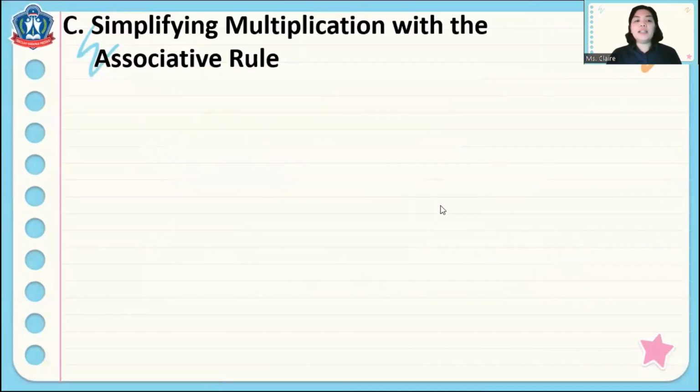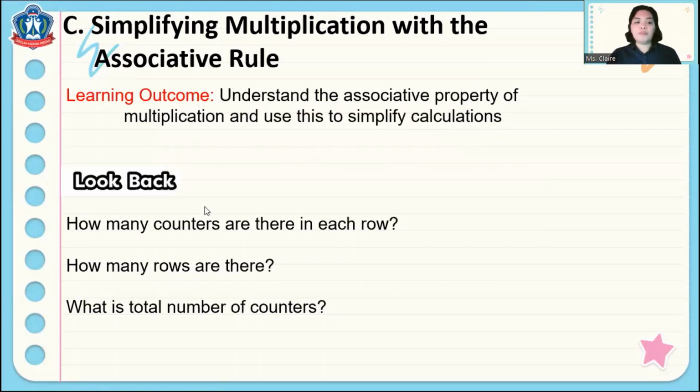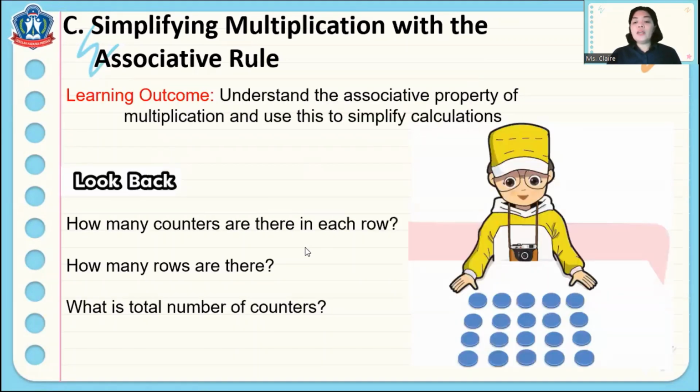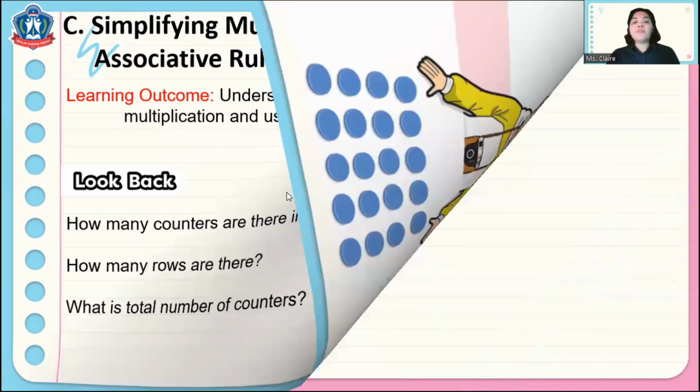Now, let's go to lesson 3, simplifying multiplication with the use of the associative rule. So, take a look here. How many counters are there in each row? How many rows are there? And what is the total number of counters? Try to look for the answers.